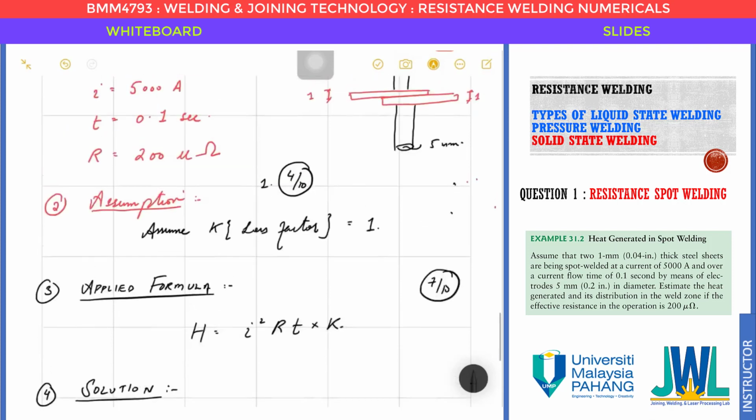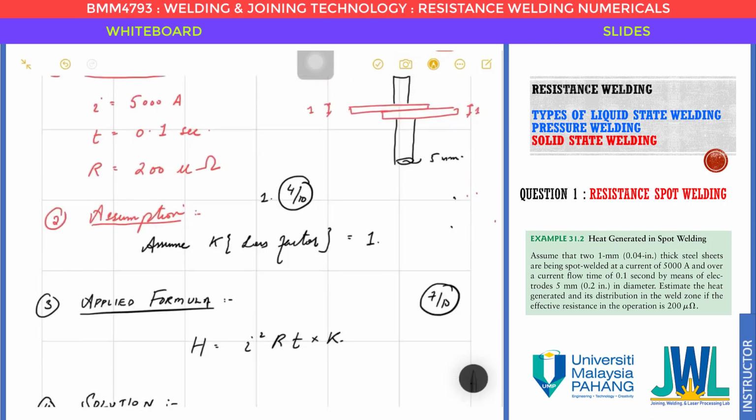Solution: heat generated H is equal to... we have this resistance in microohms. So basically 1 microohm is equal to 10 to the power minus 6 ohms. So my resistance becomes 200 into 10 to the power minus 6 ohms. This is my resistance now. So this is conversion of unit. So let's go back.